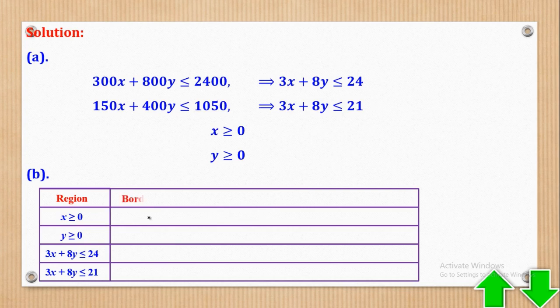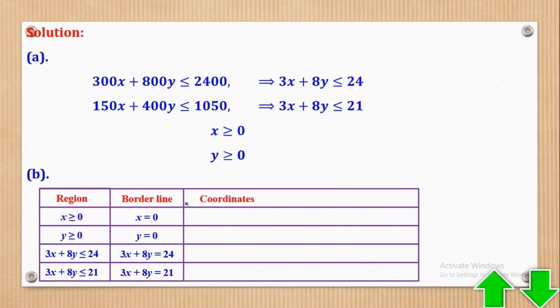So the next column will be for what we call the borderline. Now borderline means the lines we are going to plot. Instead of writing this inequality, I remove it and replace it with an equal sign. So remove, replace with an equal sign, and so on for each. That's how they generate the column for borderlines.